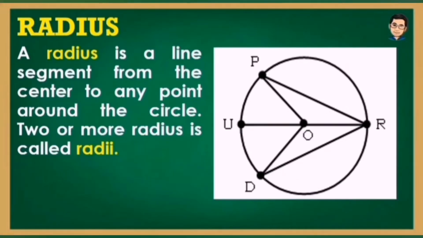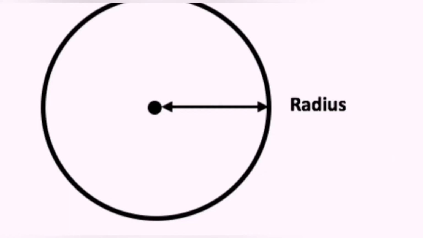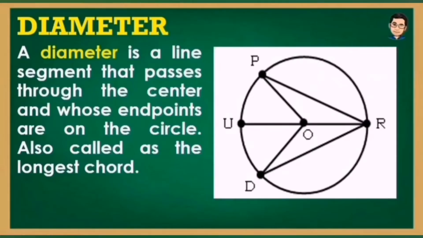A radius is a line segment from the center to any point around the circle. Two or more radius is called radii. A diameter is a line segment that passes through the center and whose endpoints are on the circle, also called the longest chord.